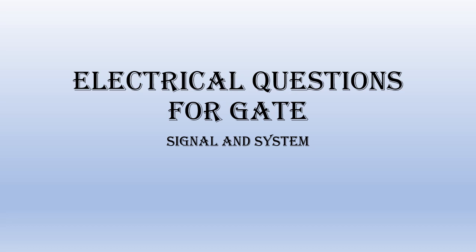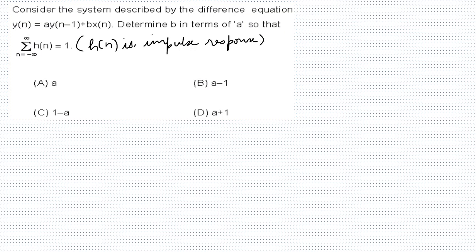Hello friends, today again we'll be solving a question related to signals and systems involving a difference equation. The question goes as follows: a system is given to us, and its difference equation is y[n] = a y[n-1] + b x[n], and we need to determine the value of b in terms of a such that the sum from n equals minus infinity to infinity of h[n] equals 1, where h[n] is the impulse response.